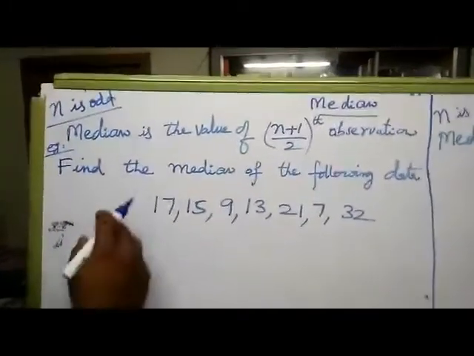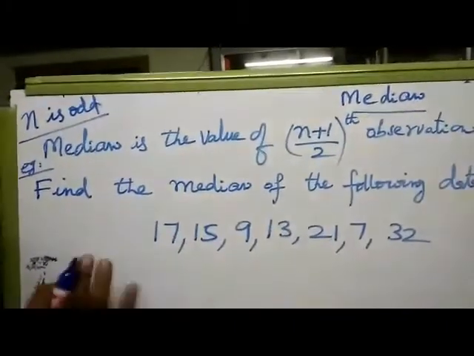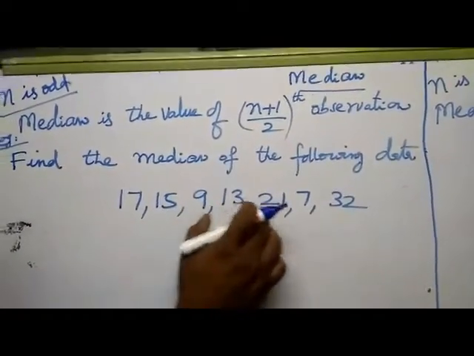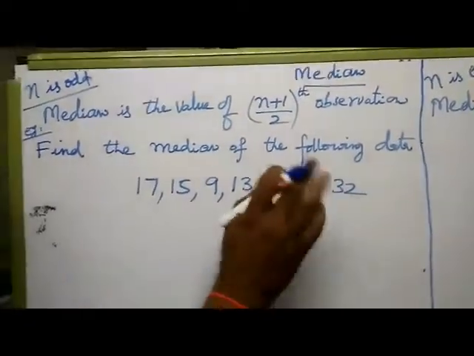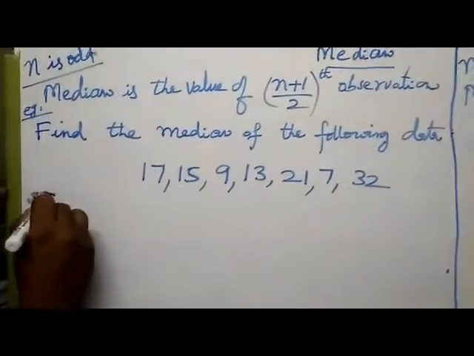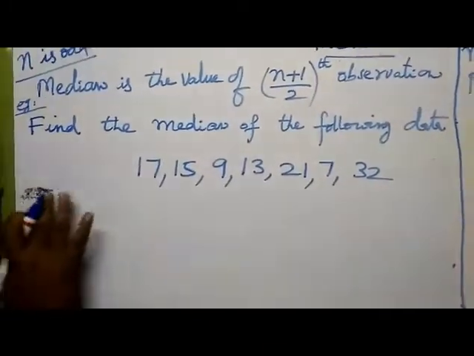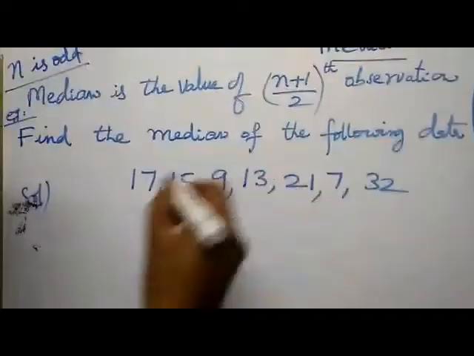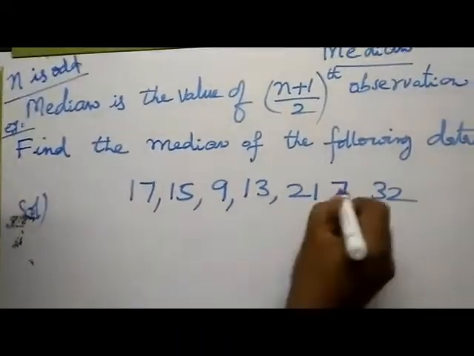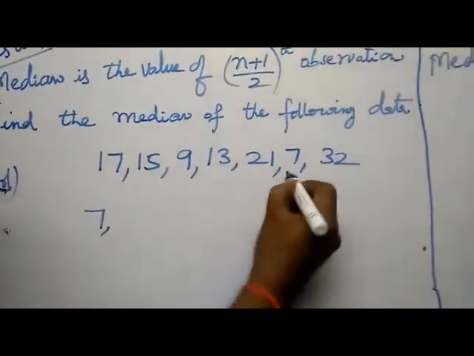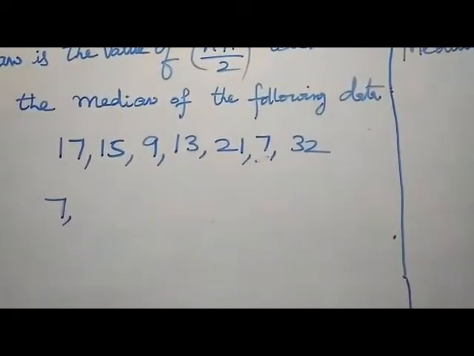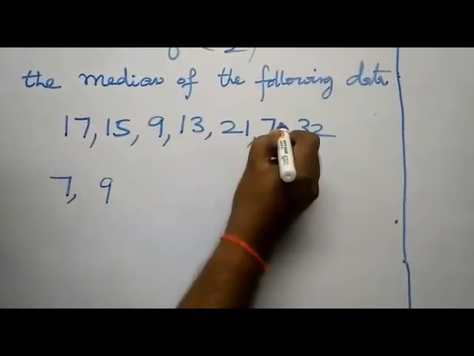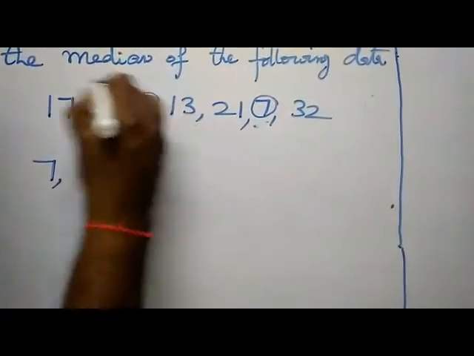Example: find the median of the following data. By using the formula we are going to find. So data is given: 1, 2, 3, 4, 5, 6, 7. Okay. First arrange the data in ascending order. Arrange the data in ascending or descending, no problem, but we are always using ascending. First the smallest number is 7. Next one to 7, 9. 7 is completed. 9 is completed.